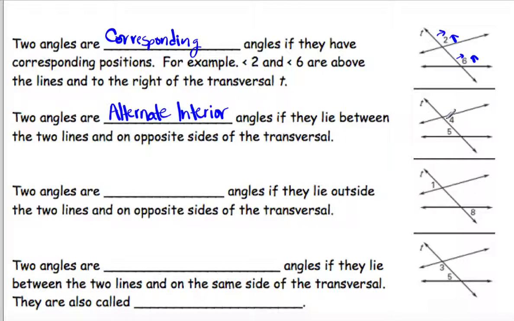Because they are on alternating sides of the transversal and they are on the interior of these two lines, meaning like this is the inside of these lines, this inner area here. All of this is inside, and they're on opposite sides of the transversal. Two angles are blank angles if they lie outside the two lines and on opposite sides of the transversal.